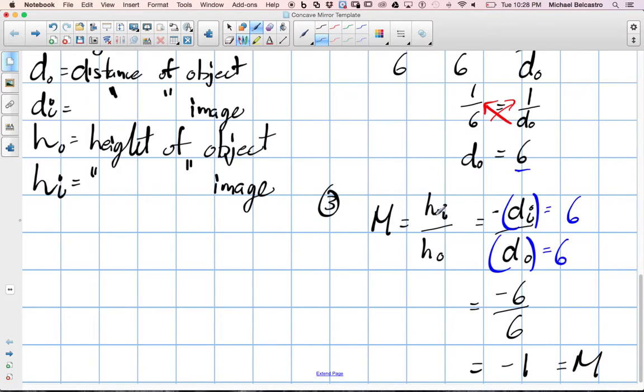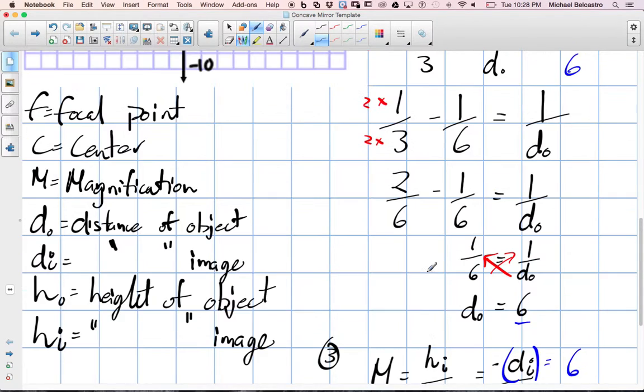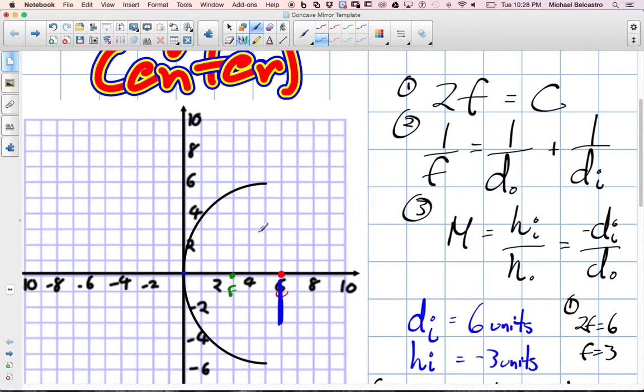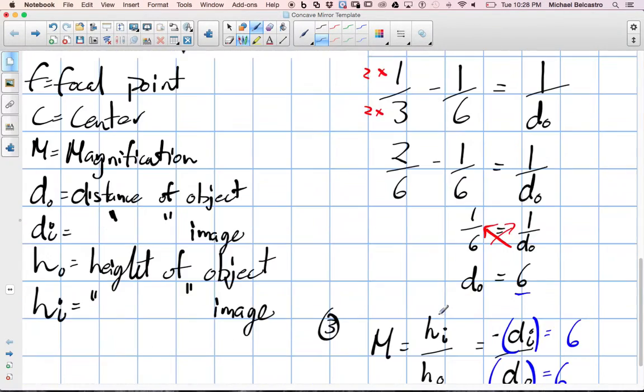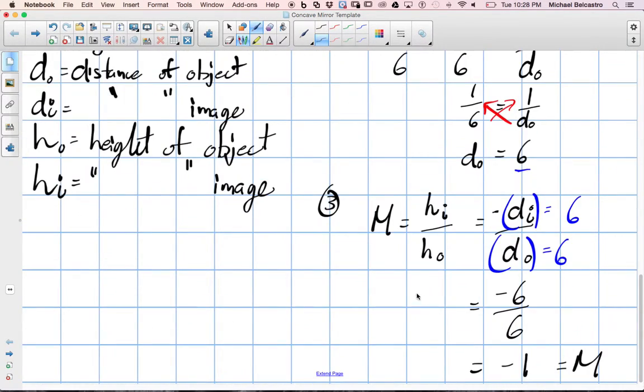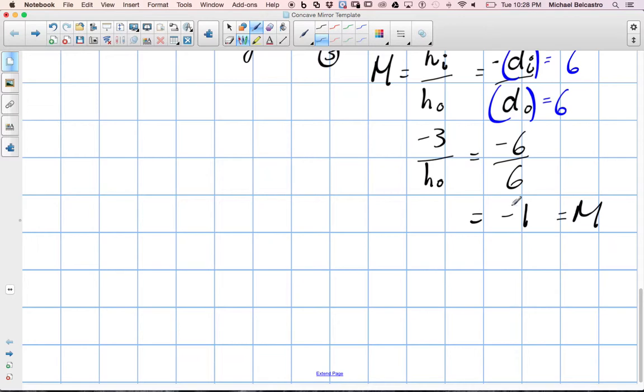And the height of the image, remember, we said, and go back up again, was -3 here, because it was below the x-axis. So the height of our image is -3, so we put -3, and the height of the original object is unknown. So we simplify negative 6 divided by 6 to get negative 1. So we get negative 3 over the height of the object.